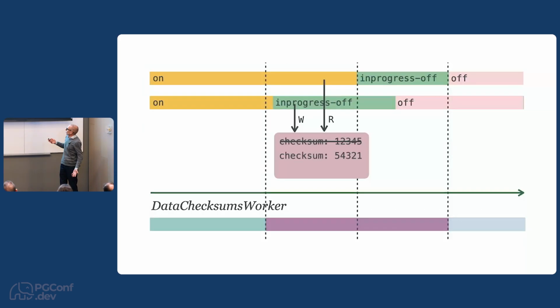So now what it looks like is this. We're in progress. So even though this one knows that it's progress off, when it updates, it's going to update the checksum. And when this one updates the checksum, writes the same page, it's still going to update the checksum even though everyone else is in off. But that doesn't matter. It's in progress off. It has to do it.